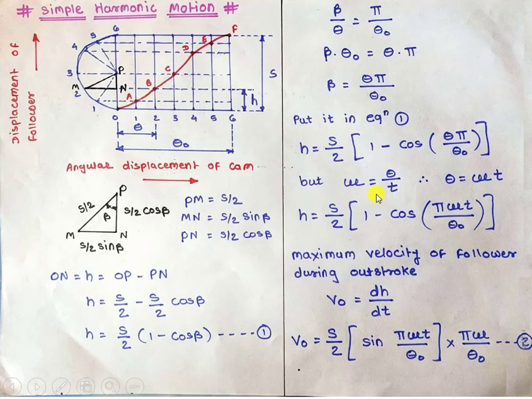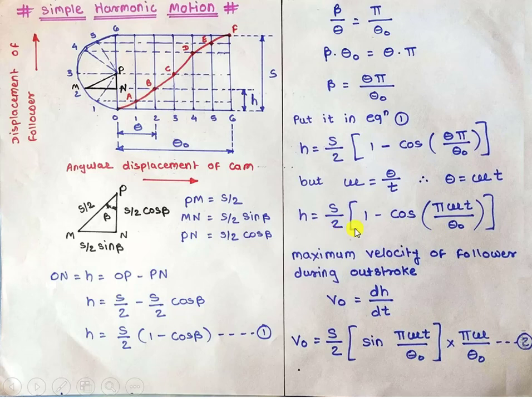But we know that omega is equal to theta upon t, where omega is the angular velocity, theta is the angular displacement and t is the time. So this equation can be rearranged as theta is equal to omega into t. Now we will put this value in this equation. So h is equal to S by 2, 1 minus cos, instead of theta we will write omega t pi divided by theta O.